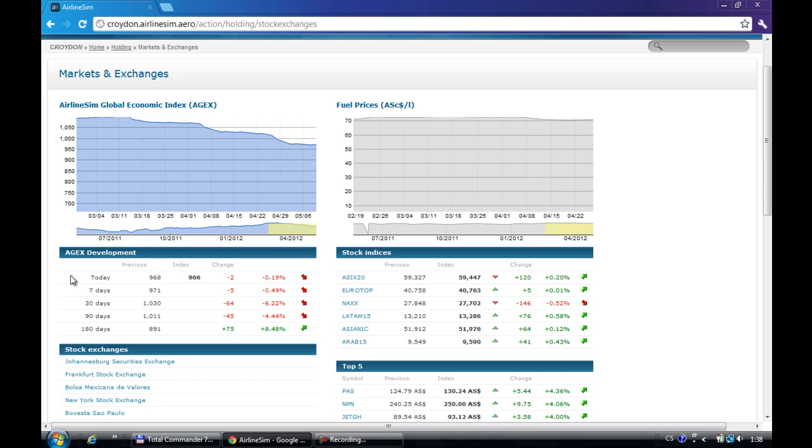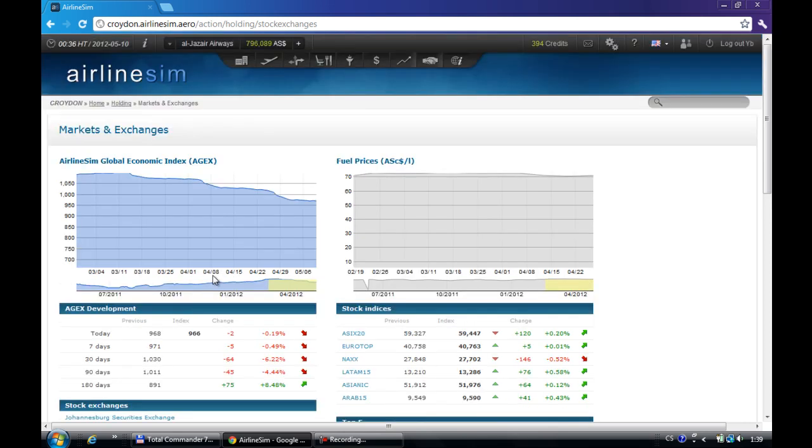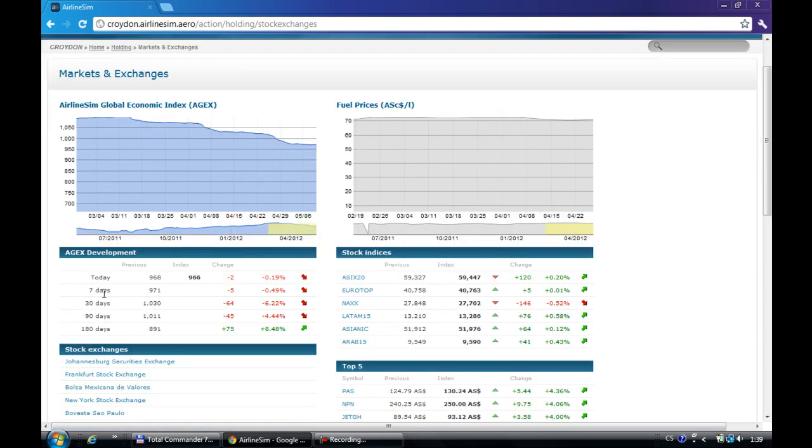Now that's not such a huge difference, but imagine if it went down to somewhere around 600. That would seriously damage most of the airlines in the game, and vice versa. If this index goes up to, let's say, 1200, there would be so much excess demand that most of the airlines would probably lease more aircraft. Now, I can only recommend for you to watch this carefully. You don't have to watch it every time you log in, but at least once a week to see the general heading and the general state of the market.